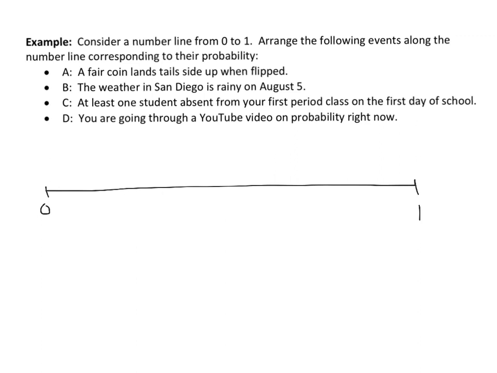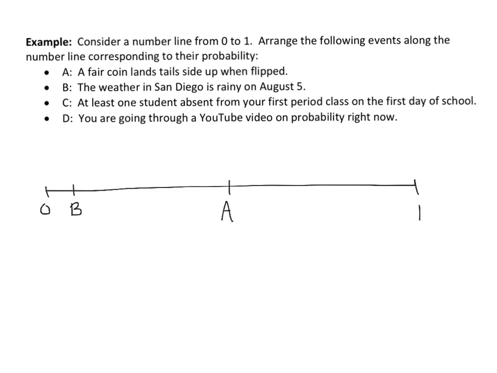So the first one is one that you could even do numerically, right? We all have this intuitive sense that a fair coin landing tail side up when flipped should be 1 out of 2. That should be right in the middle. So right in the middle of this continuum, we're going to put A. Okay. For B, the weather in San Diego is rainy on August 5th. That's the summer. Occasionally summer storms, but no. So this is probably going to be quite close to 0. Did I put it close enough to 0? Maybe not, probably not.